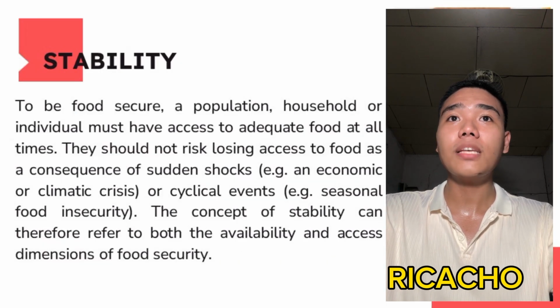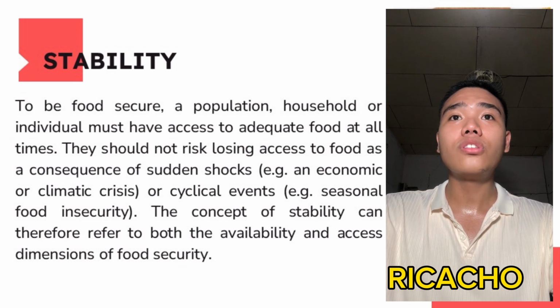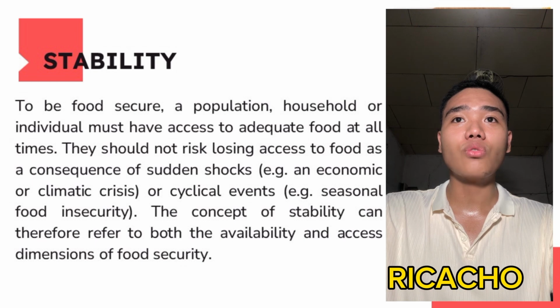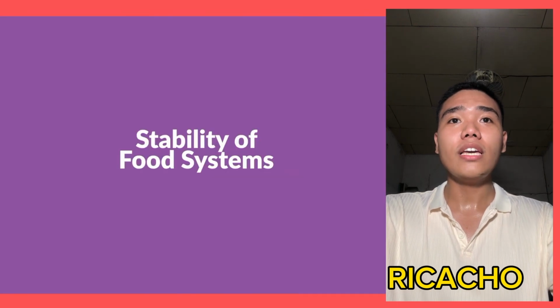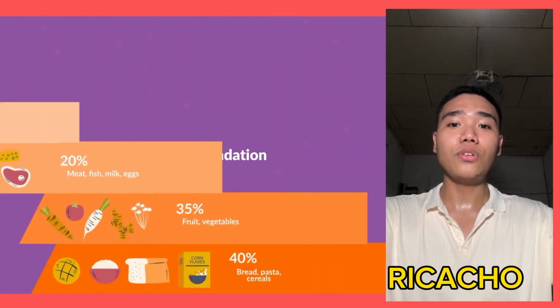Lastly, we have stability. To be food secure, a population, household, or individual must have access to adequate food at all times. They should not risk losing access to food as a consequence of sudden shocks, like an economic or climatic crisis, or cyclical events, like seasonal food insecurity. The concept of stability can therefore refer to both the availability and access dimensions of food security. So, in other words, stability of food systems.